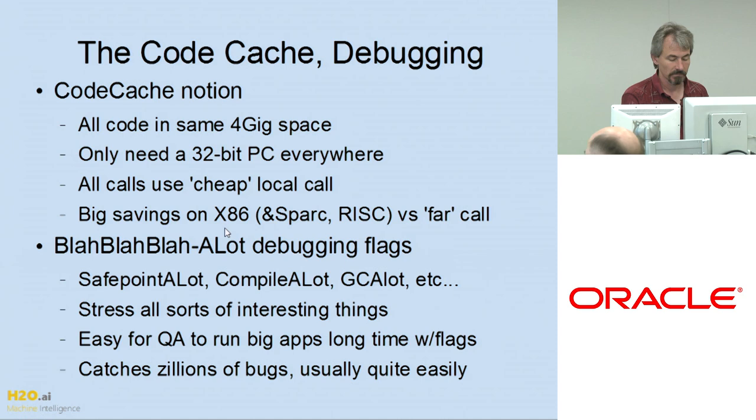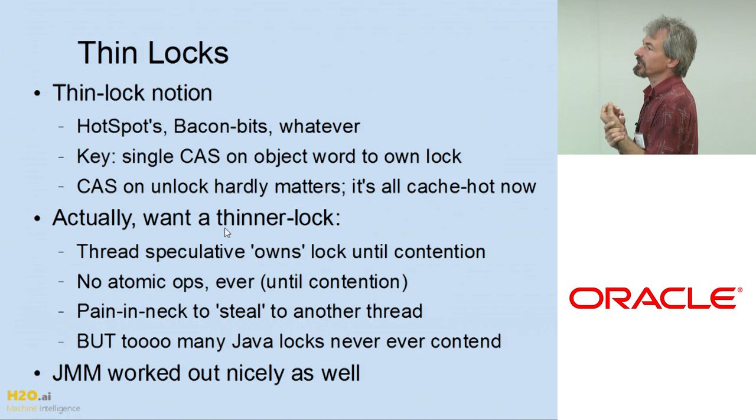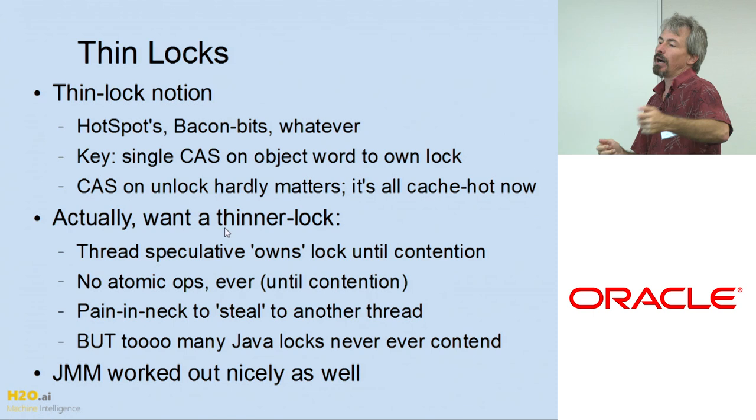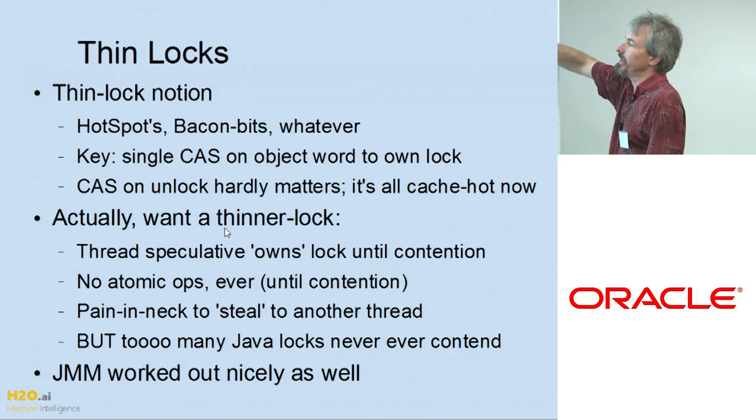Thin locks. Bacon bits, hotspots, thin locks, whatever. I've seen a dozen different names for it. Basically, it's CAS on an object word to own the lock. CAS on the unlock hardly matters because it's all cache hot now. If you successfully got the lock and ran a long time, then the cache miss didn't matter. But if you ran a short period of time and you unlocked, well, it's in your cache, so it doesn't matter either. So it's just CAS on the lock that counts.